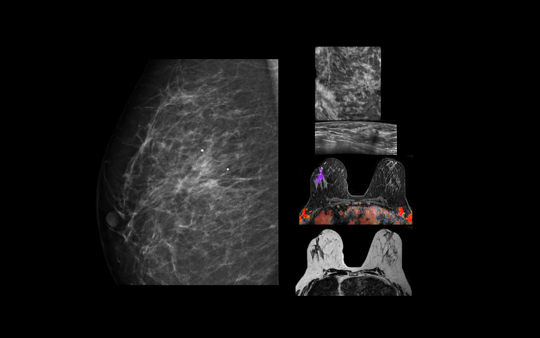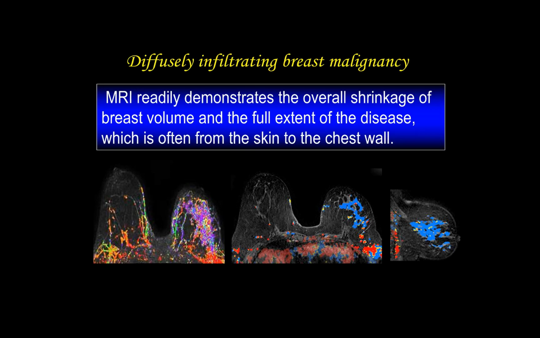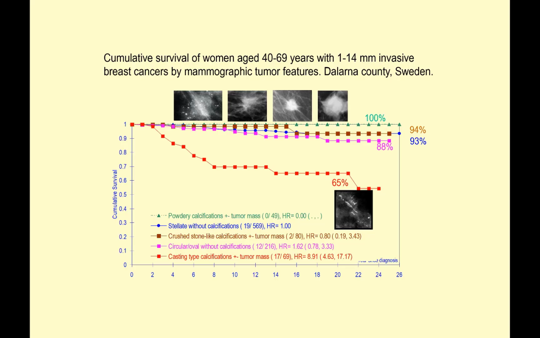As you see here, there is an 8-centimeter carcinoma hardly visible on the mammogram, but very well visible on the automated breast ultrasound as well as on magnetic resonance images. Both the histopathologic and imaging findings will be correlated to long-term patient outcome, which is the ultimate goal of our professional activity.